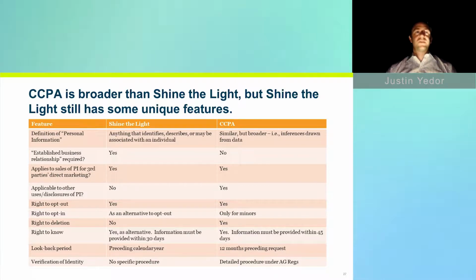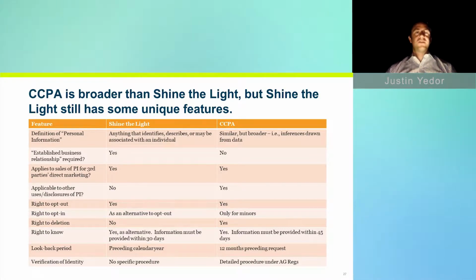The other difference is that there are different response times for providing the Shine the Light information versus responding to requests under CCPA. For Shine the Light, you only have 30 days, whereas in CCPA, you have 45. That's really important to keep in mind because you need to make sure you're using the proper time frame when you're responding to requests that your company might receive.